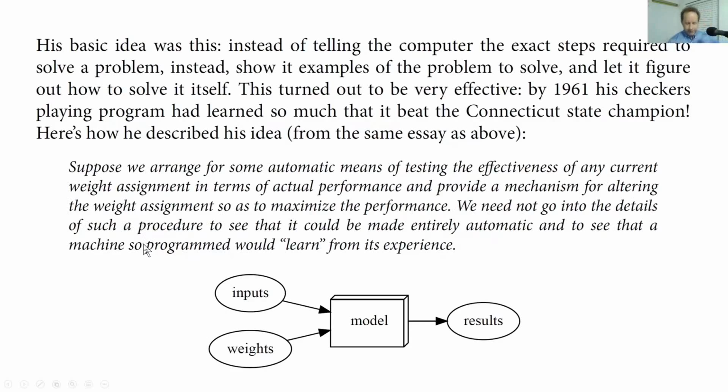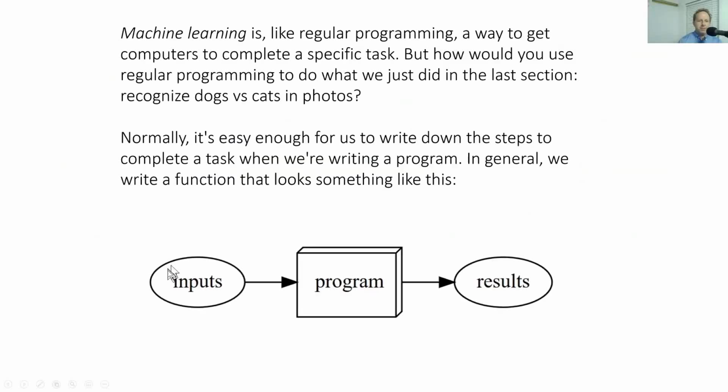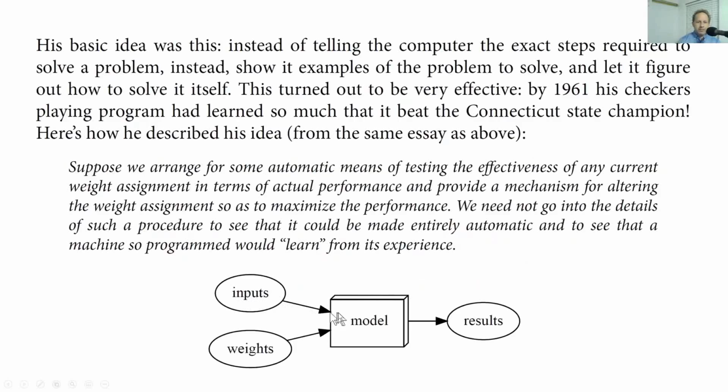The basic idea is this. Instead of saying inputs to a program and then outputs, let's have inputs to a, let's call the program now model, but it's the same basic idea. Inputs to a model and results, and then we're going to have a second thing called weights. So this model creates outputs based not only on, for example, the state of a checkers board, but also based on some set of weights or parameters that describe how that model is going to work.